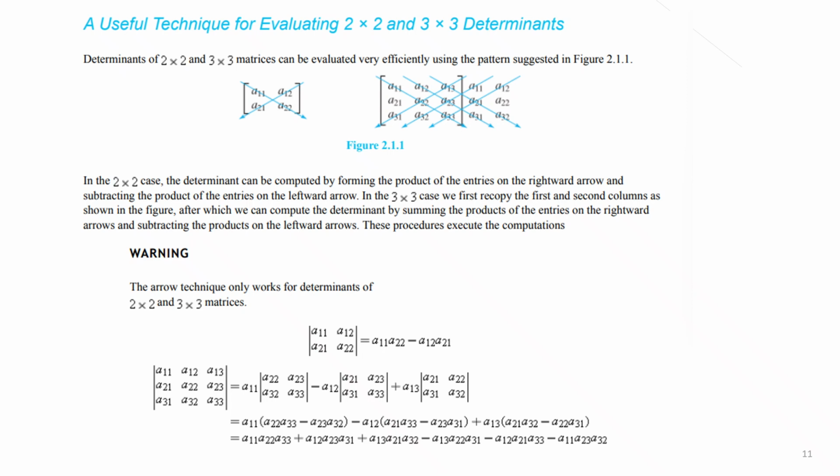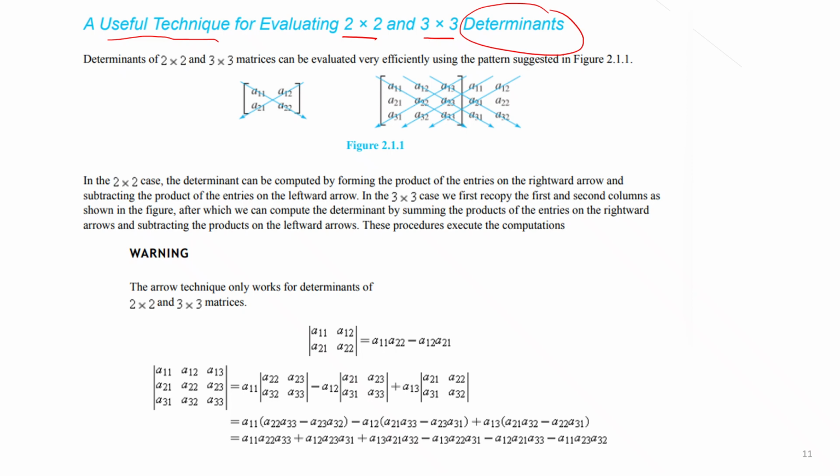Next, for a special matrix with size 2 by 2 and 3 by 3, there is a useful technique that we can use to calculate its determinant. Compared to cofactor expansion, it is easier to calculate due to its pattern, which is somewhat easy to follow.